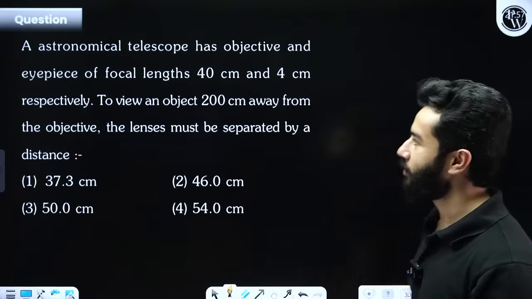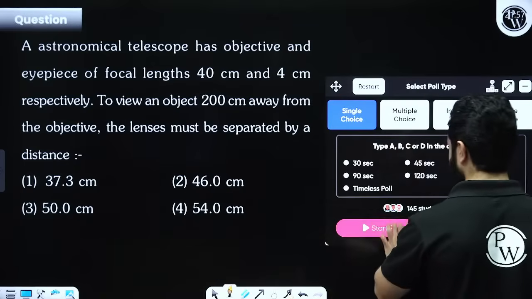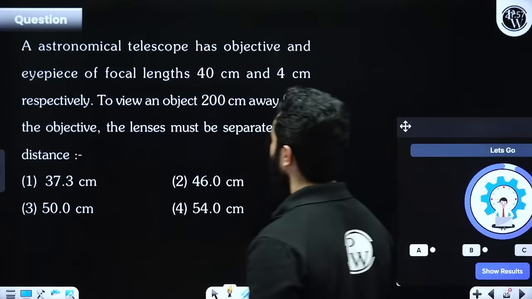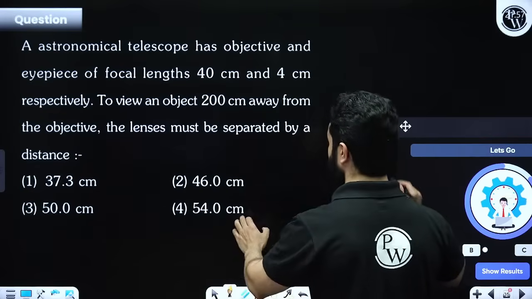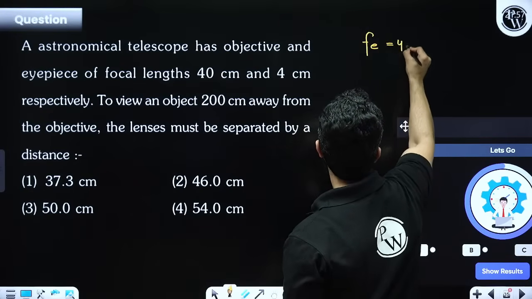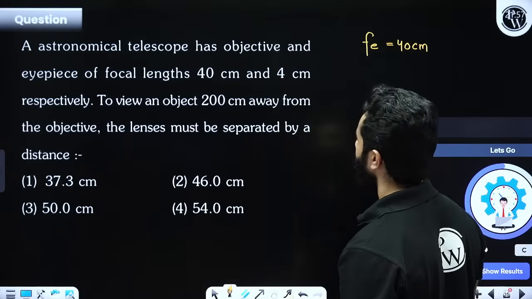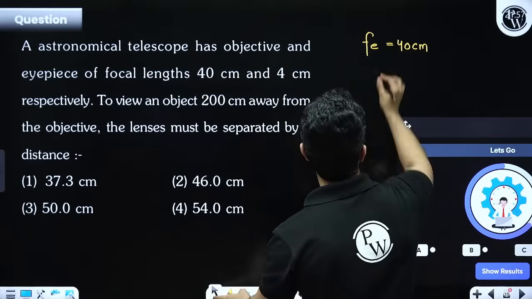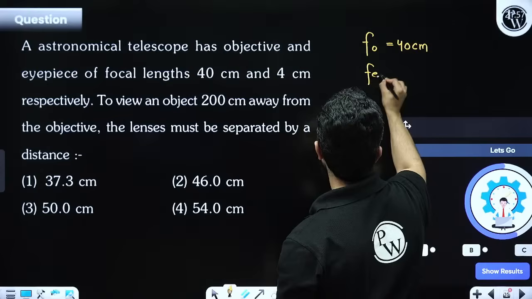Chalo, one more question from astronomical telescope. This is also a nice problem. Let's start. 60 seconds. An astronomical telescope has an objective and eyepiece of focal length 40 centimeter and 4 centimeter. So FO is 40 centimeter and FE is 4 centimeter.